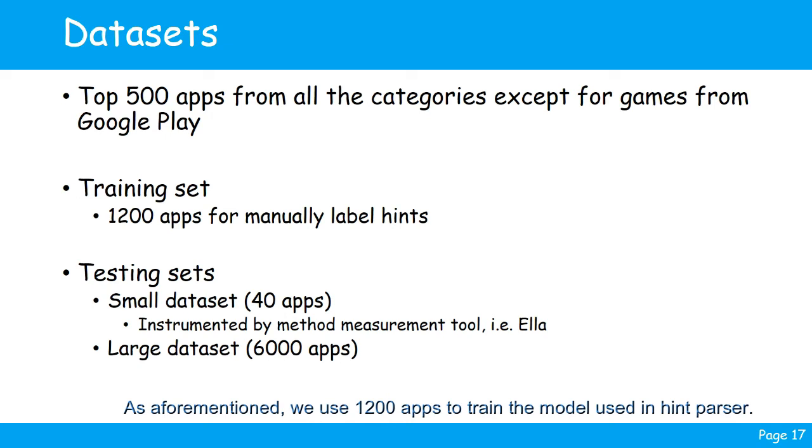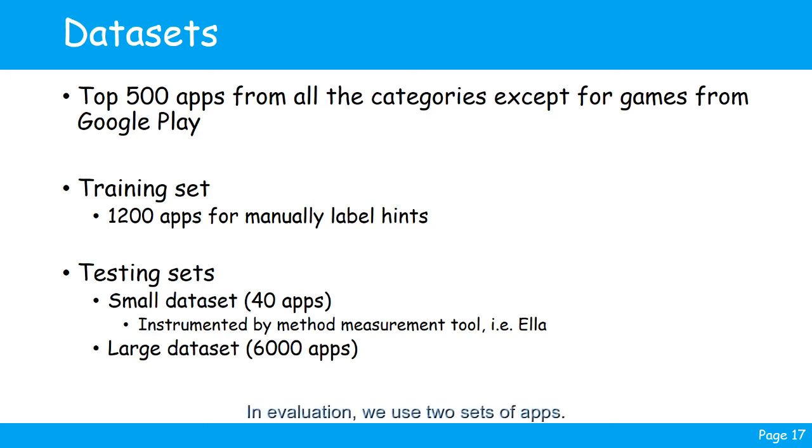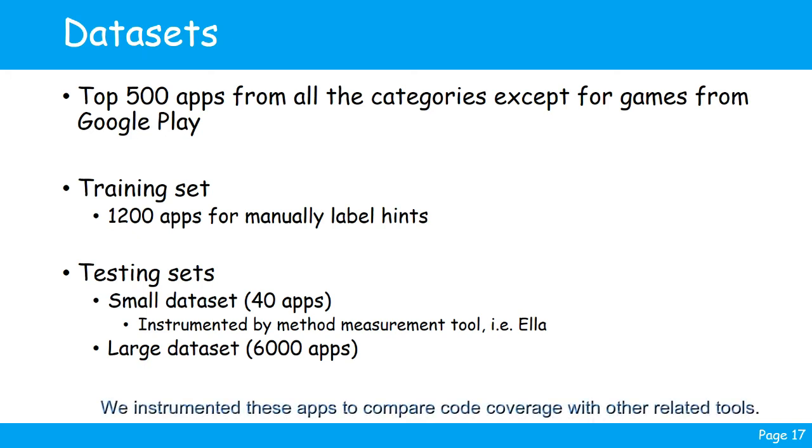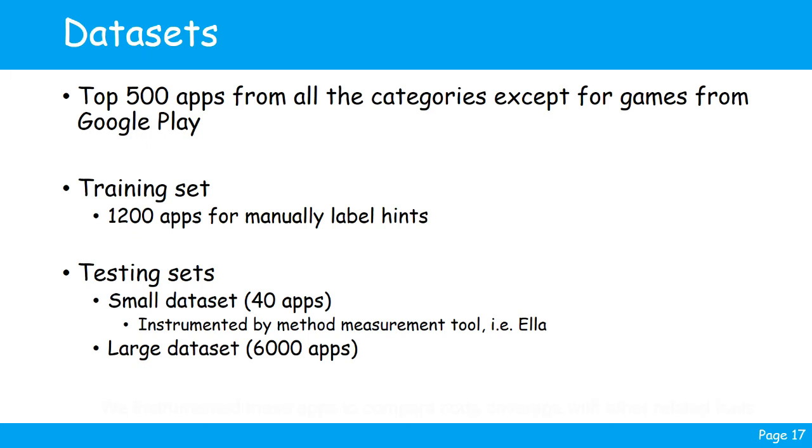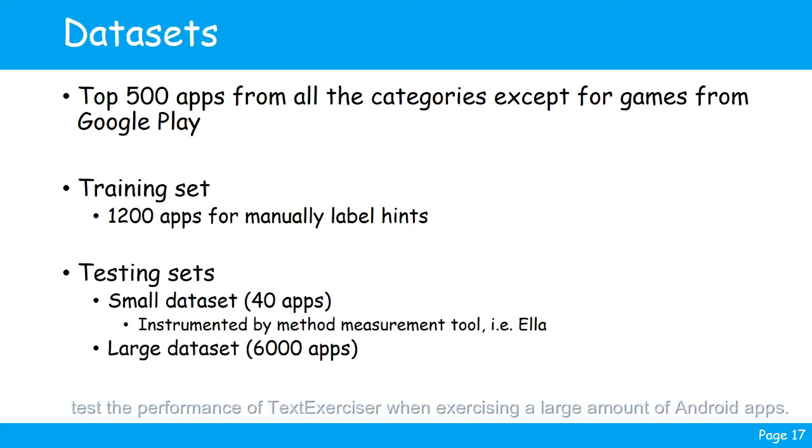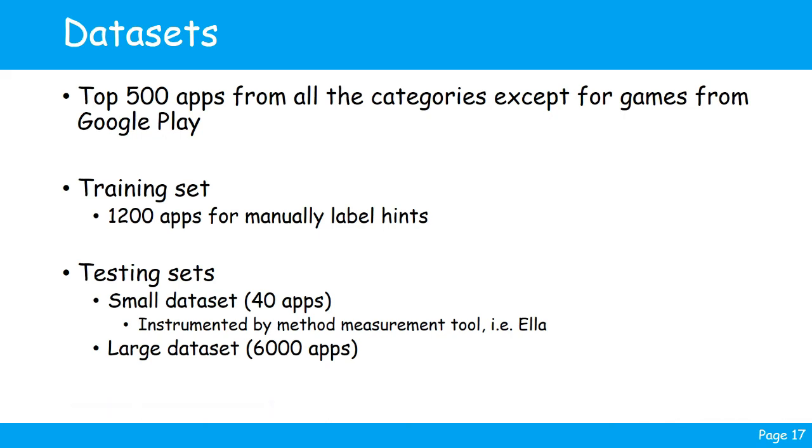As aforementioned, we use 1,200 apps to train the model used in the hint parser. In evaluation, we use two sets of apps. The first one is a small set, which contains 40 apps. We instrumented these apps to compare code coverage with other related tools. The second dataset contains 6,000 apps, which is used to test the performance of TextExerciser when exercising a large amount of Android apps.